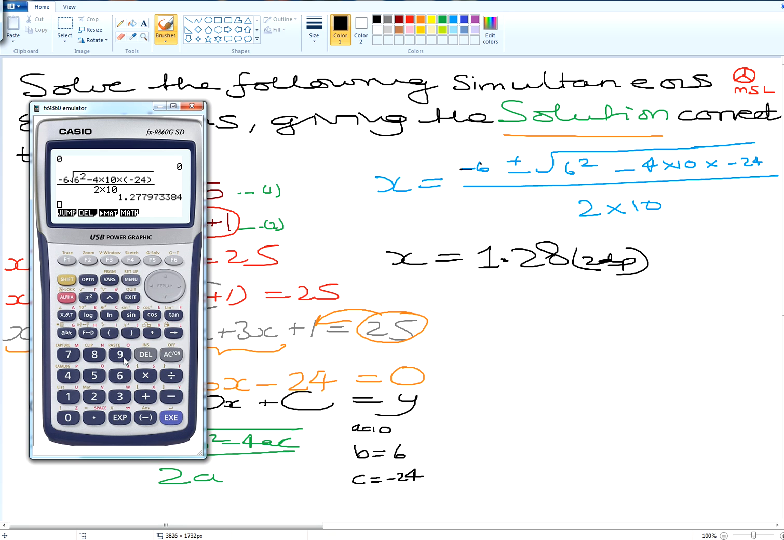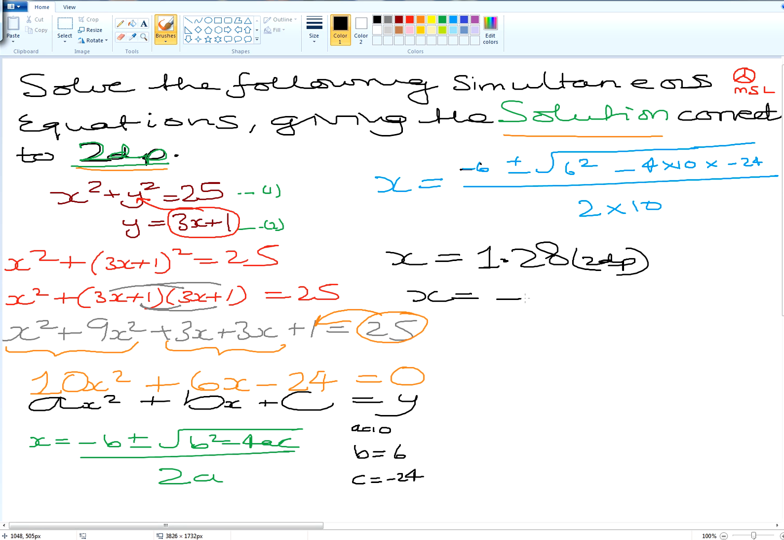Right, we need to delete that. Change the plus into a minus. And we get a new answer. X is minus 1.8779, which becomes minus 1.88 to 2 decimal places. That's better. So x is equal to minus 1.88. Right, so we got those two answers for the x value.